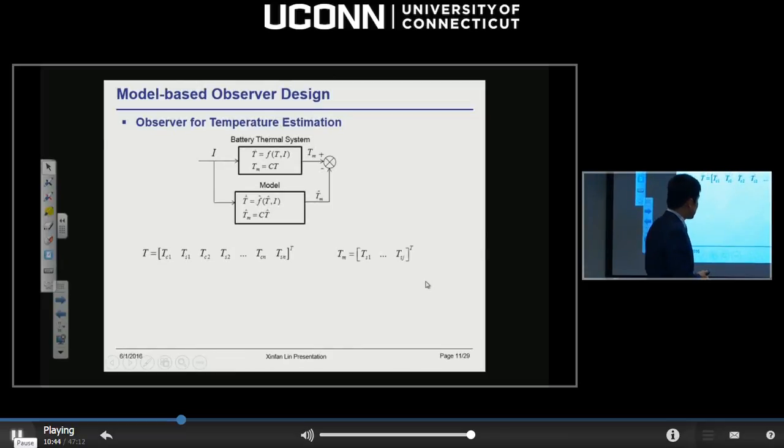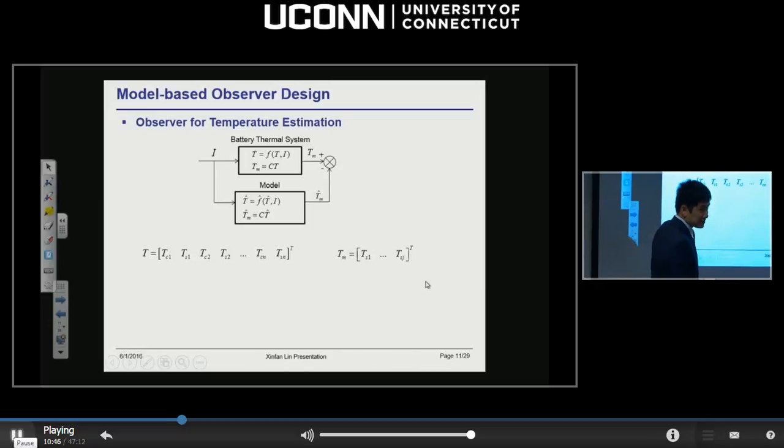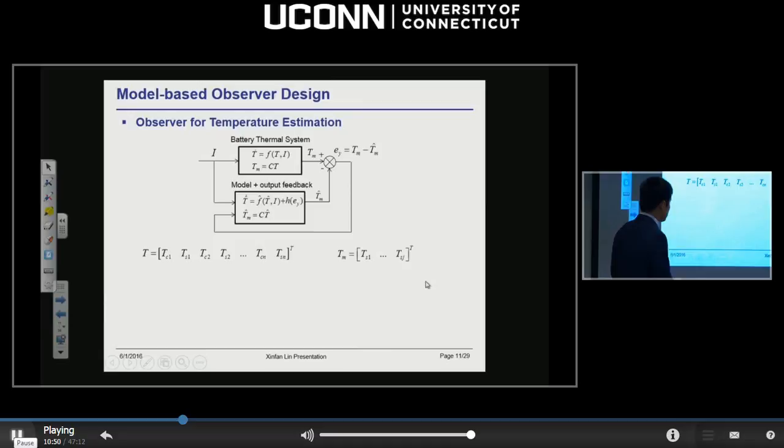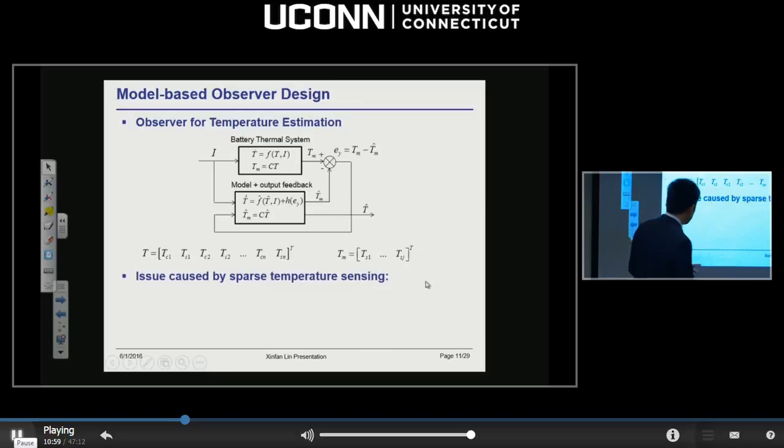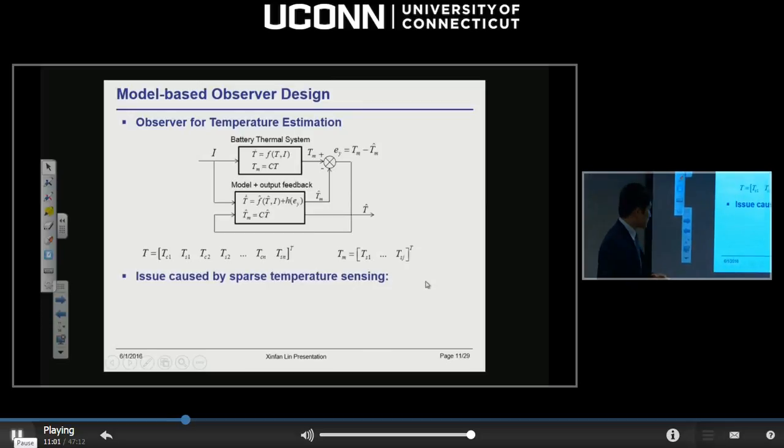And then I compare the difference between TM and the TM hat, the estimates of the TM. And then I feed the estimation error back to the model to correct the estimation. So in this way, we can have a closed loop and a robust estimation of the temperature states. However, we still have an issue here caused by sparse temperature sensing.